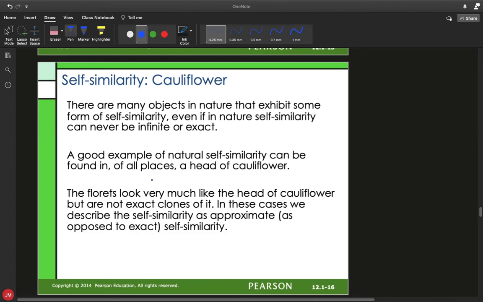And actually, as you get closer and closer, and if you were to zoom in, maybe under a magnifying glass or something like that, you can see that it does look self-similar. Now, obviously, in nature, it's not going to be perfect. So in nature, your self-similarity is not going to be infinite, not going to be exact. So instead, this would be that example of where we talk about an approximate self-similarity as opposed to exact.